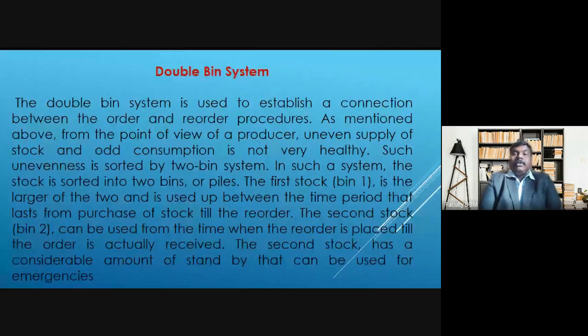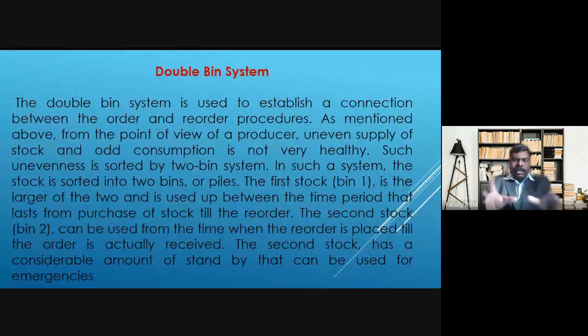The bin system is used to establish a connection between the order and reorder procedures. As mentioned above, from the point of view of procedure, uneven supply of stock and odd consumption is not very healthy. Such unevenness is sorted out by the two bin system. In such a system, the stock is sorted into two bins or piles. The first stock, bin number one, is the larger of the two and is used up during the time period that lasts until the reorder. The second stock, bin 2, can be used from the time the reorder is placed till the order is actually received. The second stock has a considerable amount of standby that can be used for emergency.